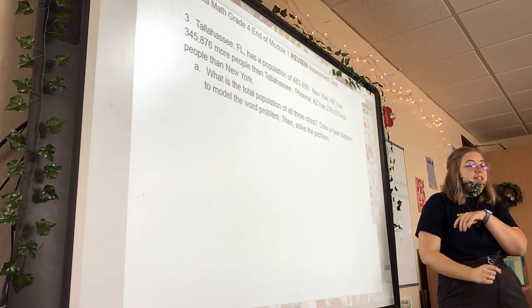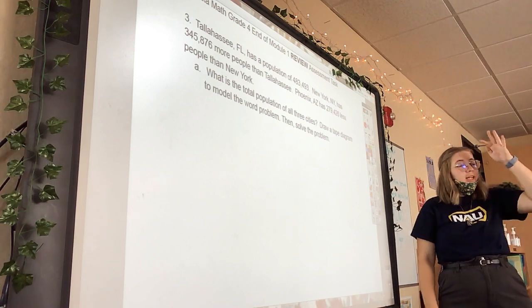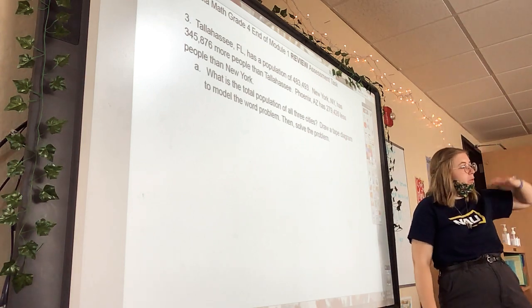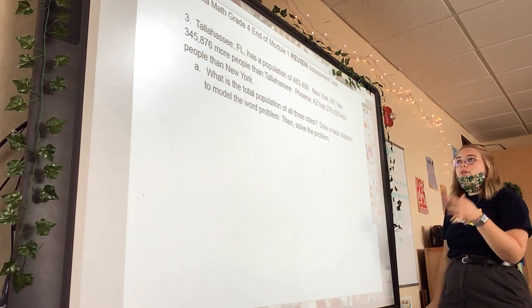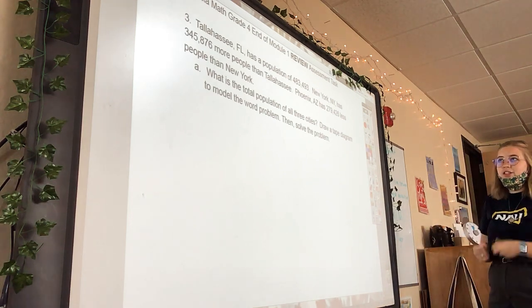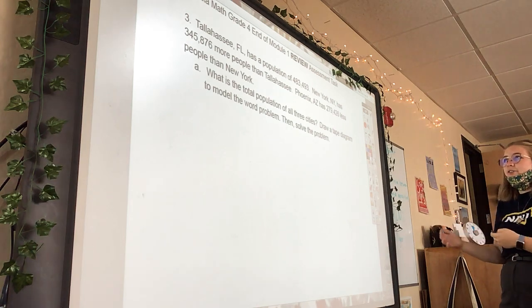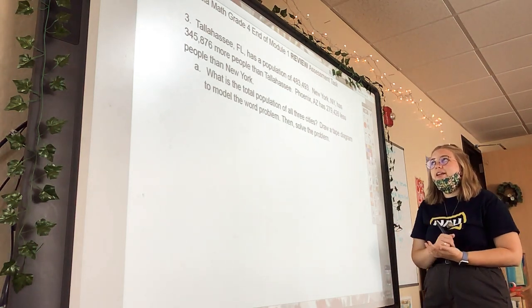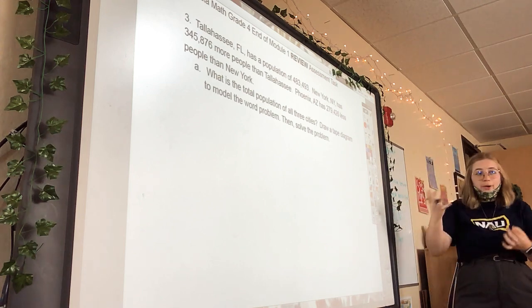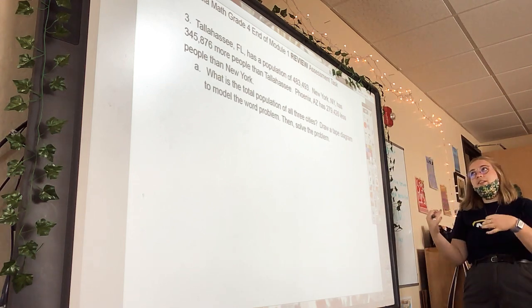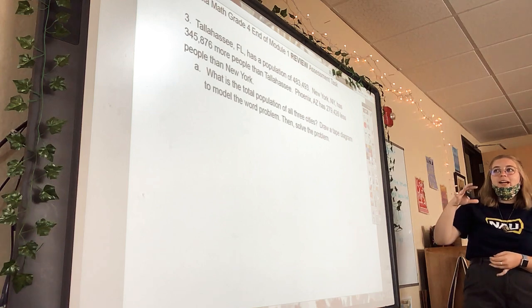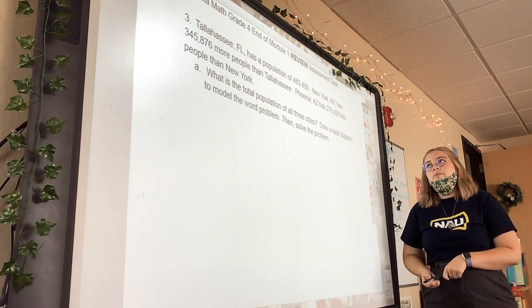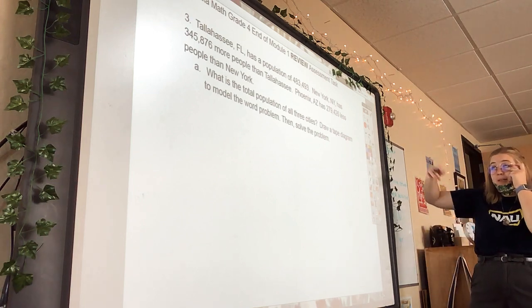And then this is where it gets a little complicated. So 3 has a bunch of different parts to it, and you have to solve each of them in order, okay? So 3, it says Tallahassee, Florida, which is a city in Florida, right? Tallahassee, Florida has a population of 483,493. New York, okay? New York City in New York, the state, has 345,876 more people than Tallahassee. Okay, so they have that many more people than Florida.